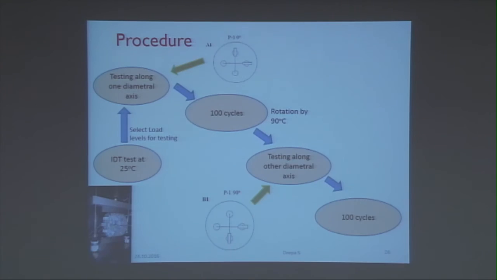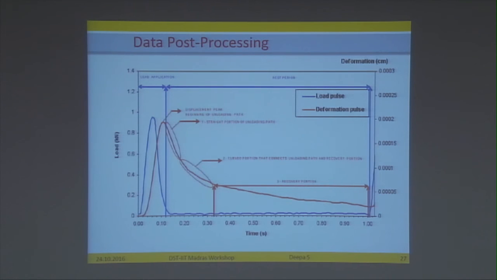Before getting into that, let me show you how we do the post-processing of the data. The blue line shows the load pulse and the red one is the deformation pulse. For post-processing, the ASTM standard suggests that the recovery portion is split into 3 parts, 1, 2 and 3, and we fit a straight line to the first portion and 2 hyperbolas to the second and third portions.